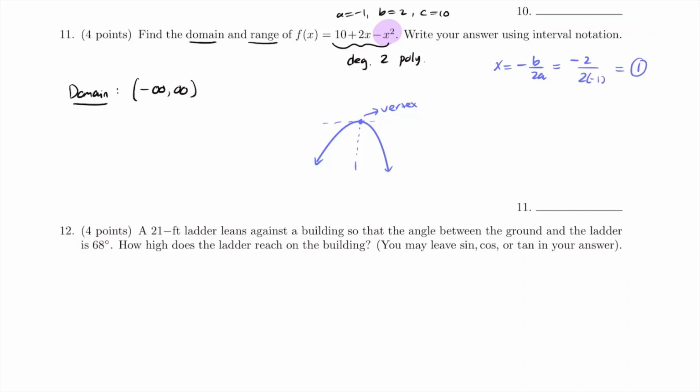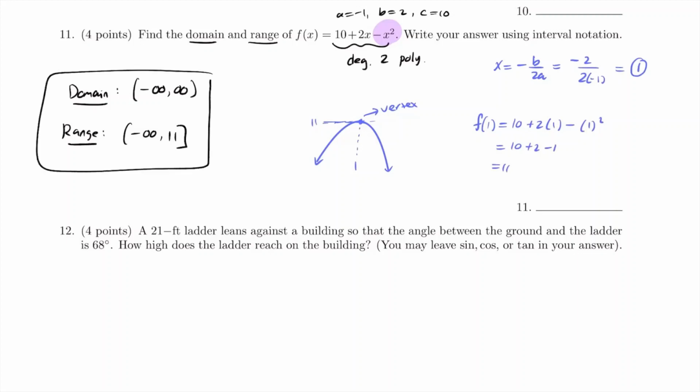Now, what's the y value? Because that's what we want. So I want to find f at 1. That would be 10 plus 2 times 1 minus 1 squared. So that would give us 10 plus 2 minus 1, which is 10 plus 1. That will be 11. So the maximum this will reach is 11. Therefore, the range for this function is going to be negative infinity, so all of these values down here, all the way up to the maximum, 11, including that point. So that will be the domain and range for this function.